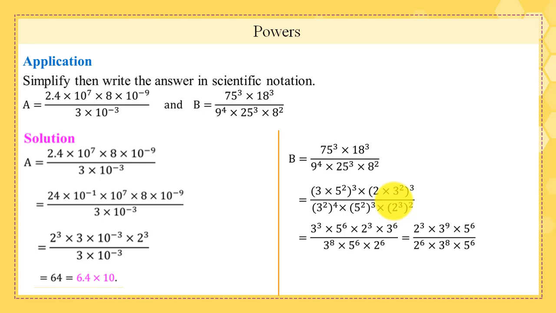After that, we calculate the powers. And we get B equals 3 over 2 power 3, equal to 3 over 8. And using a calculator, 3 over 8 equals 0.375.